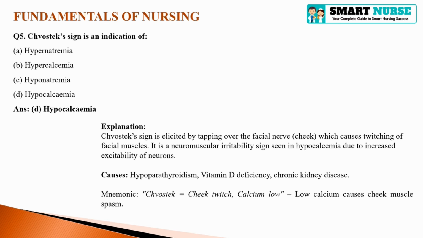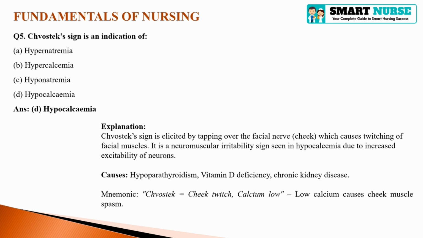So what is the answer? It is D, hypokalemia. Why? Because hypokalemia is mainly caused by hypoparathyroidism, vitamin D deficiency, and chronic kidney diseases. Because of this, the person will get Chvostek's sign.